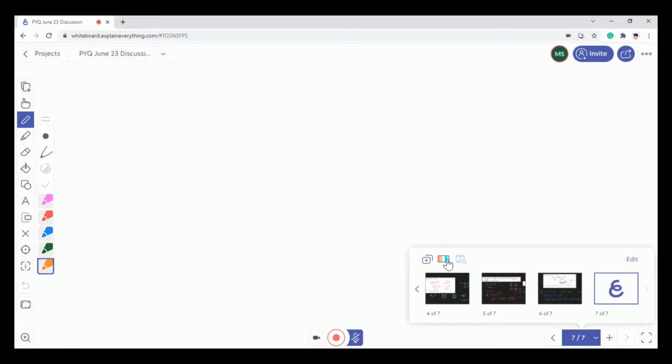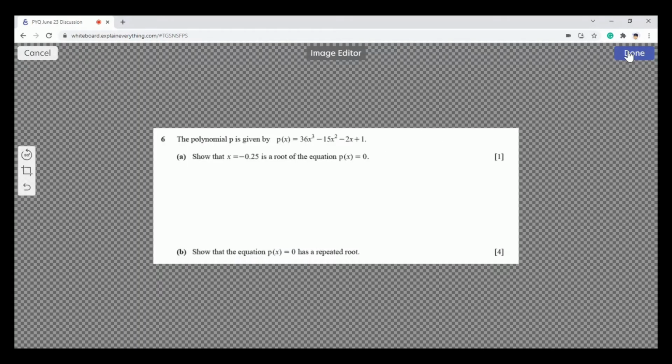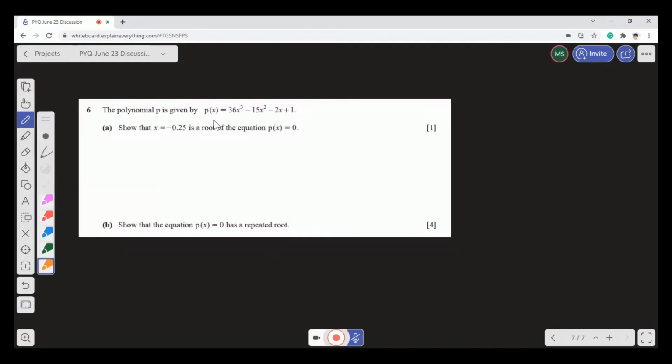Number 6. They say show that negative 0.25 is a root. What is negative 0.25? Actually, it's just negative 1/4. So basically, you just put in p of negative 1/4, substitute inside, and key into your calculator to check. Is it equal to 0? Yes. So we write "shown".